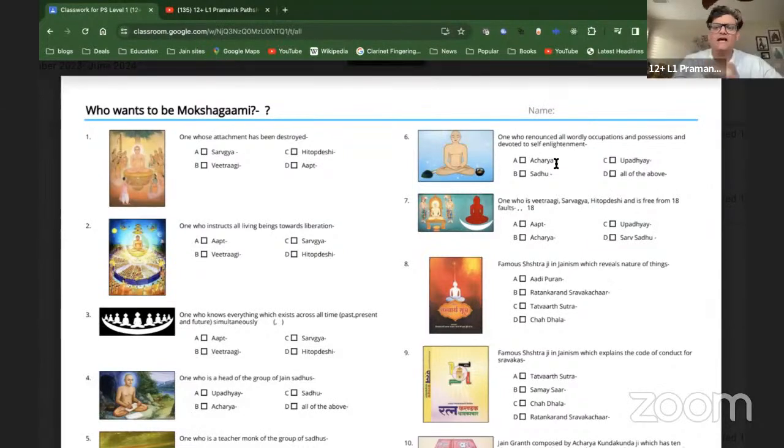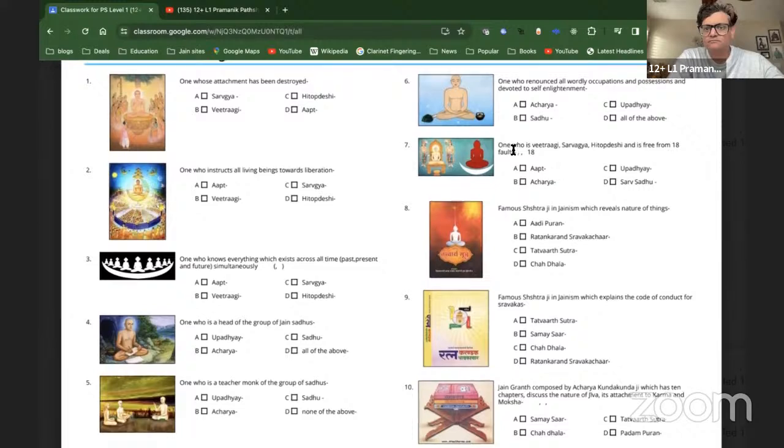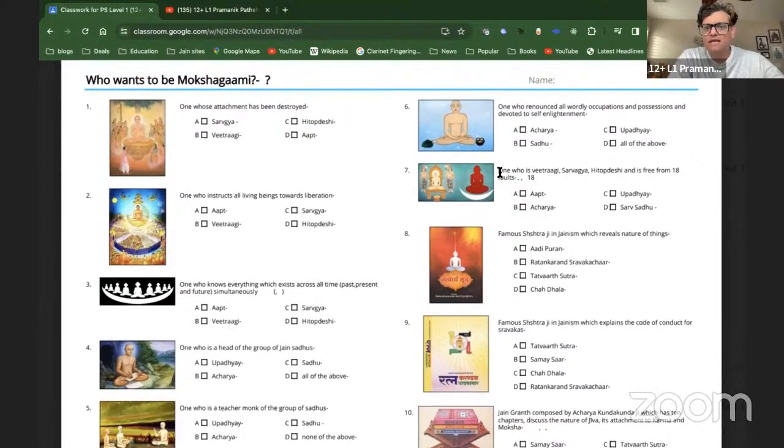Because see, even Acharyas are a special type of sadhus. Upadhyayas are a special type of sadhus, right? So yes, while sadhu is the right answer, if you have an all the above option, that appears to be a better answer because it covers Acharya and Upadhyaya as well. Right, Vikhyat? Okay. So the next one.